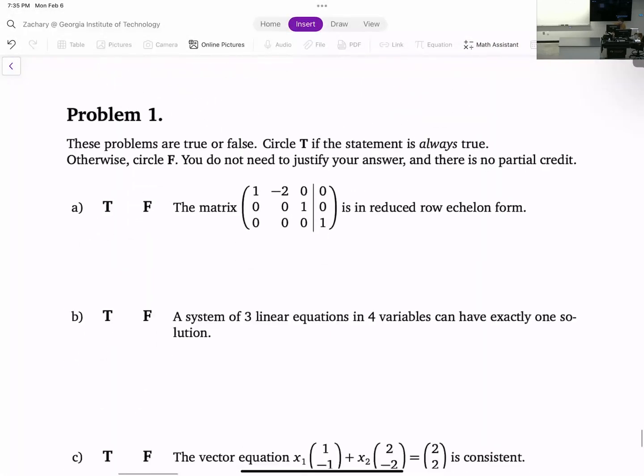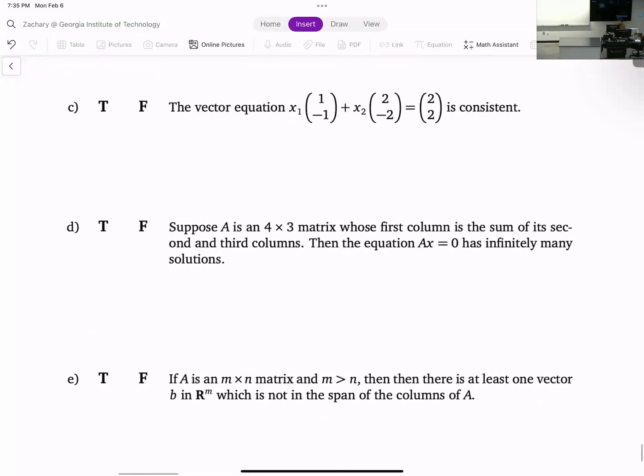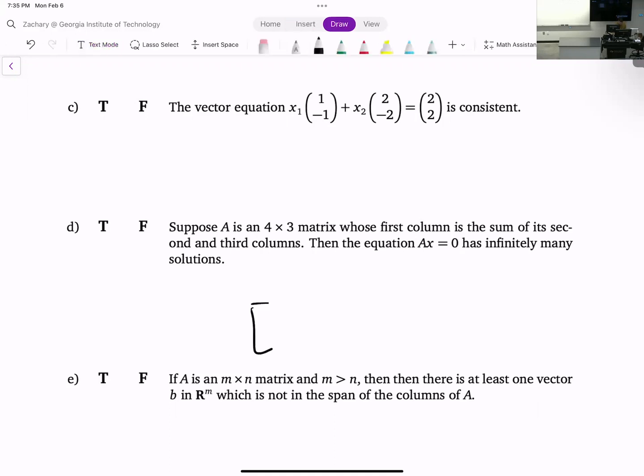All right. So to start with D, the way I always do true or false questions given a shape is I always start out by drawing it. It's a 4 by 3. I like to see it. It helps me do this. Whose first column is the sum of its second and third, then this has infinitely many. If its first column is the sum of second and third, yes.